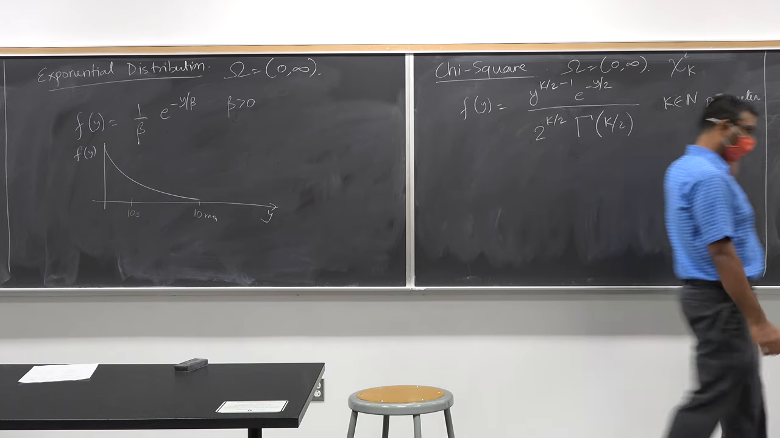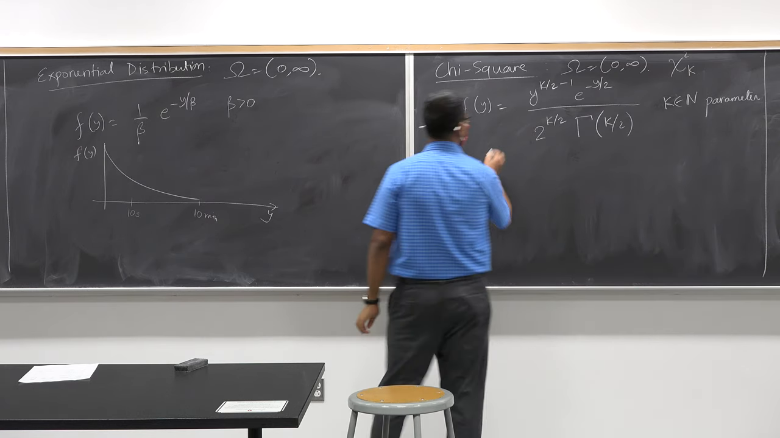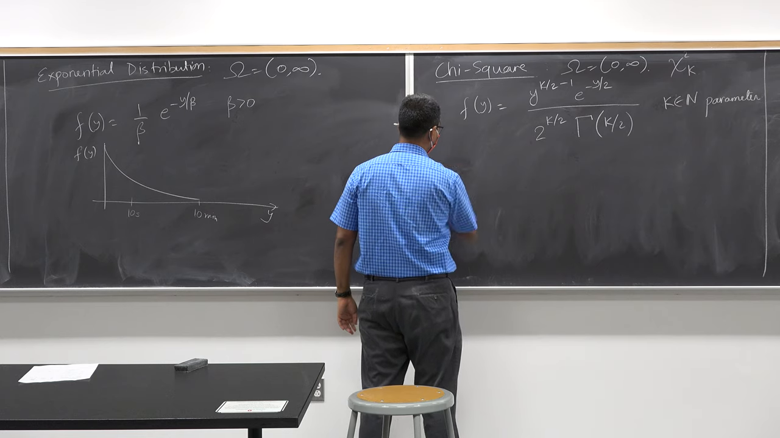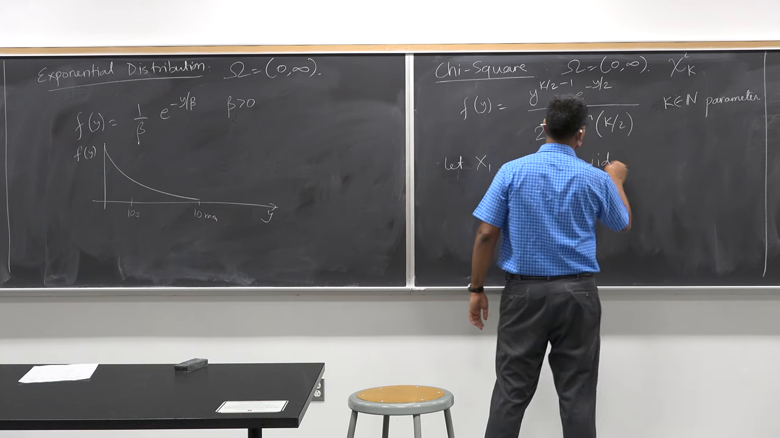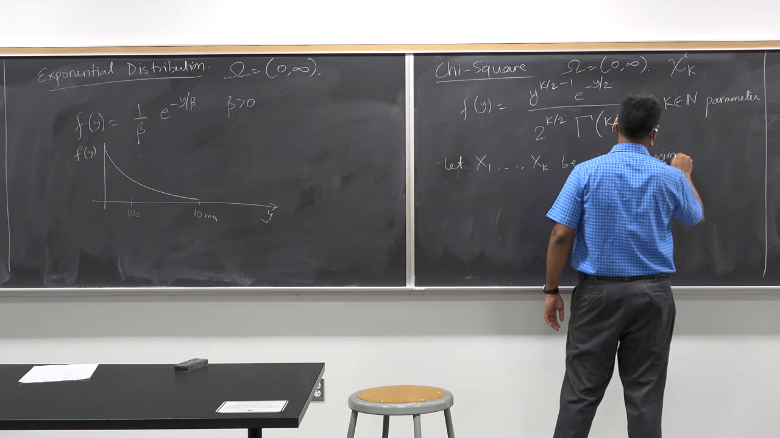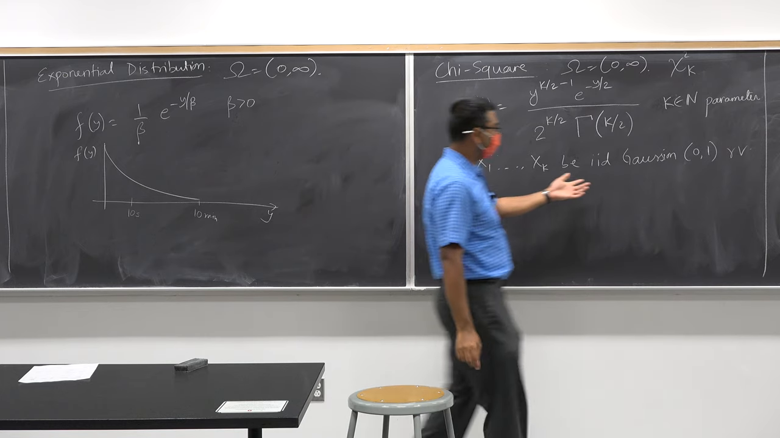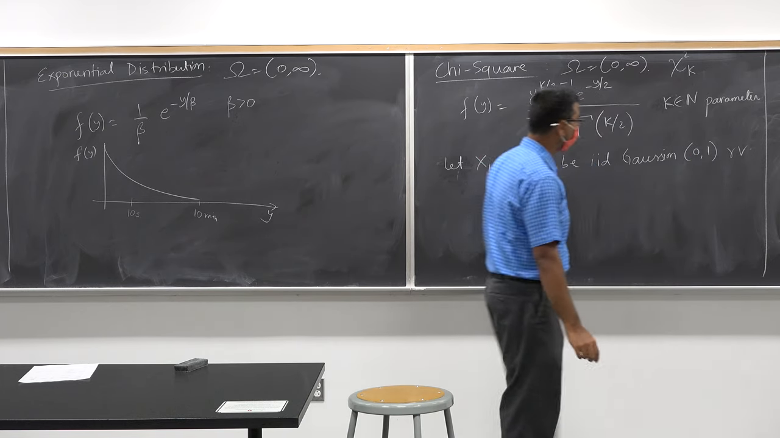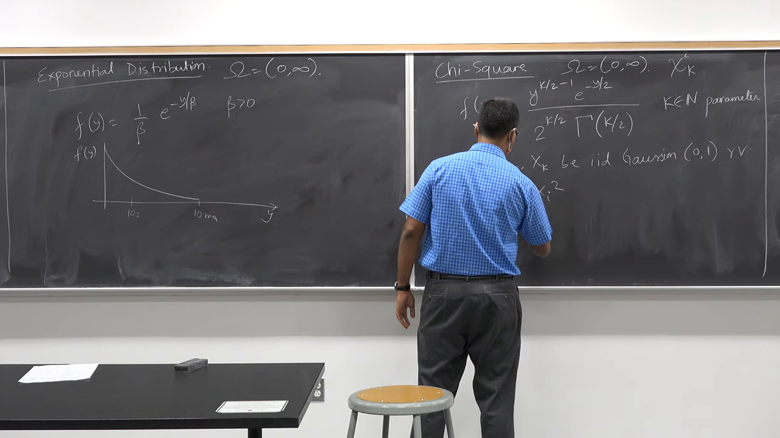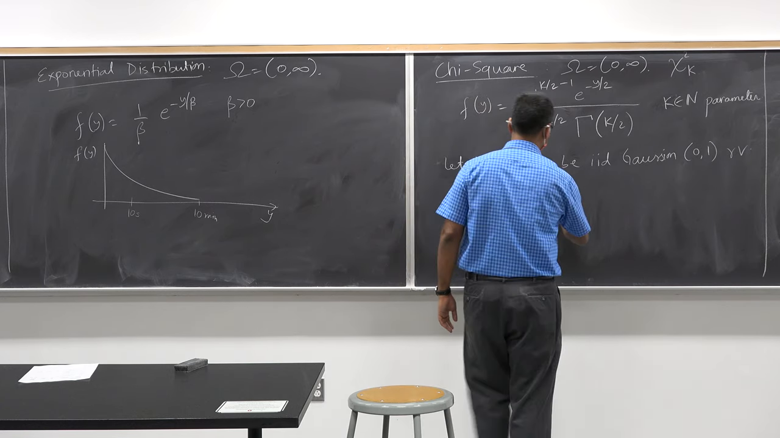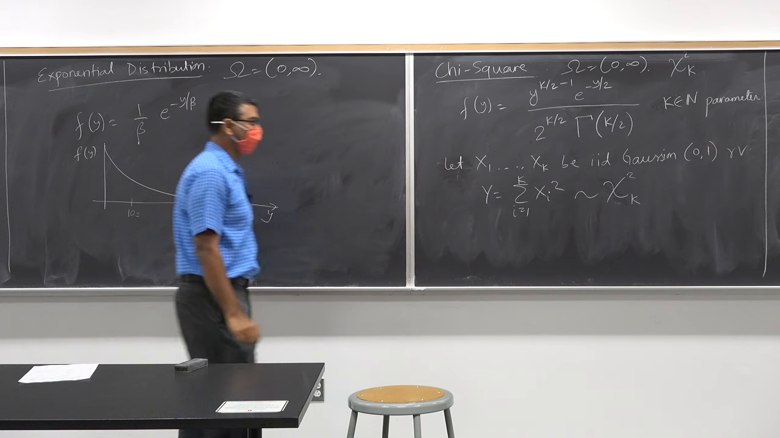But there is a reason why people study the chi-square distribution. And the reason is this y. So let x1 to xk be IID Gaussian 0, 1 random variables. So 0 is the mean, 1 is the variance. Then y equals the summation of xi squared, i equals 1 to k. This is distributed according to the chi-square k distribution.